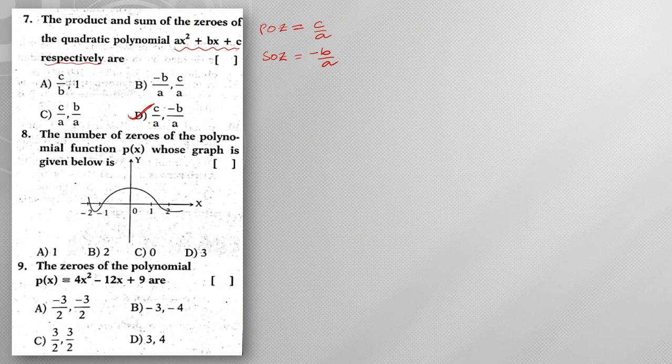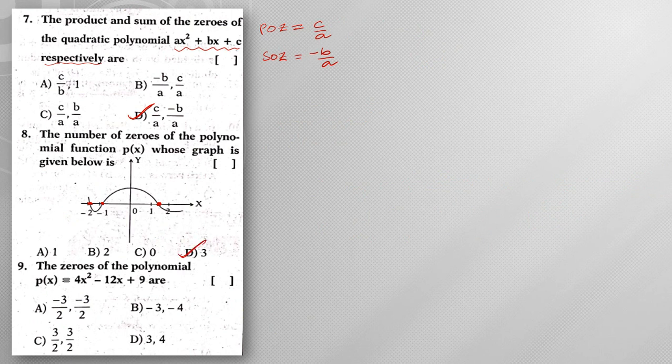Next, the number of zeros of the polynomial from the graph. From the graph we need to find the number of zeros. So this is the first zero, the second one, and this is the third one. Okay, so you know the concept: the number of points at which the graph intersects the x-axis is the number of zeros.